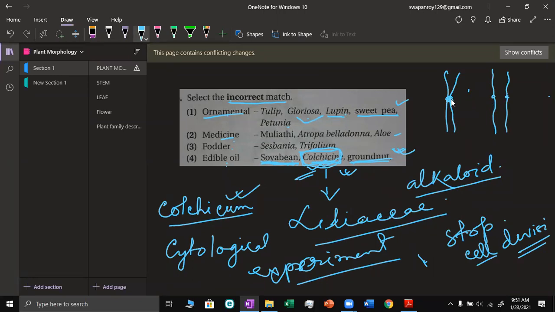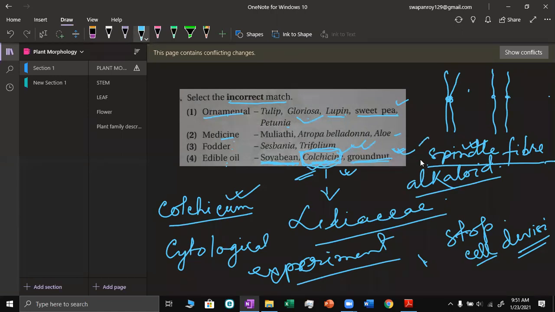But what happened? This colchicine can dissolve the spindle fiber. Spindle fibers are attached to this chromosome at the centromere and help in the movement of the chromosome or the daughter chromosome towards the opposite pole, and then cytokinesis takes place.